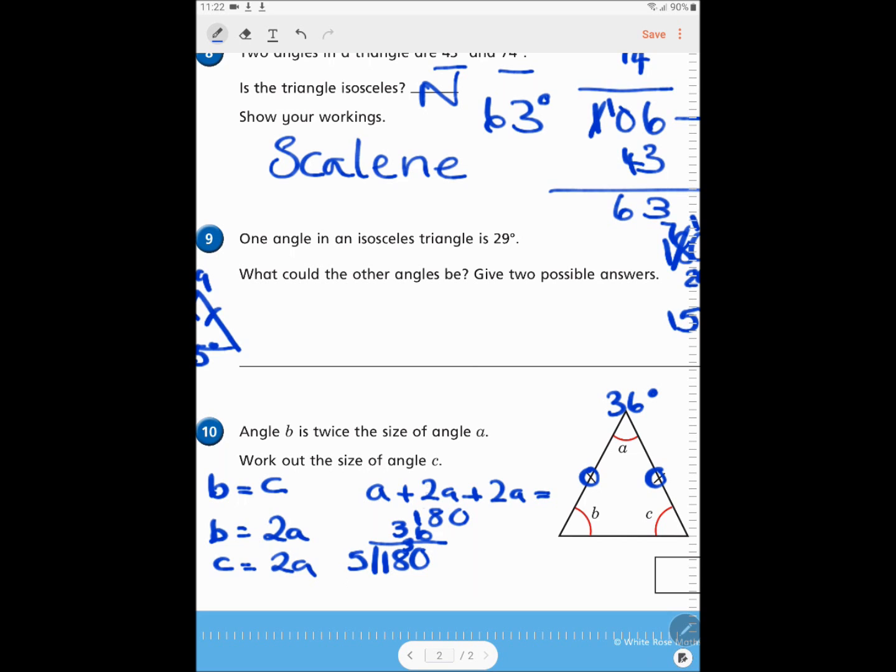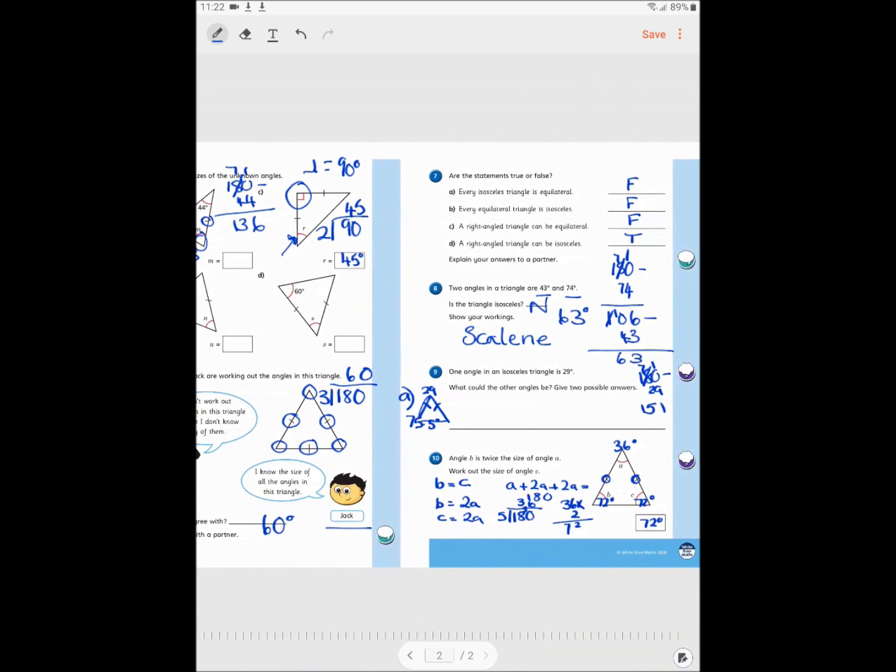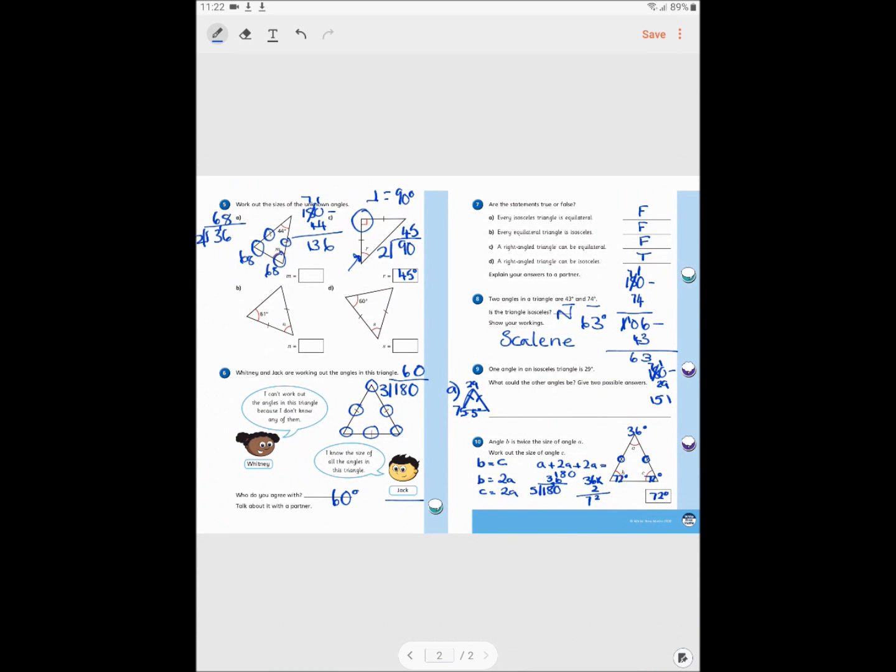Now I know that B is 2 lots of A, so I can say 36 times 2. So 6 times 2 is 12. 3 times 2 is 6. Add the 1 is 7. So B must be 72 degrees. And because C is the same as B, I know that is also 72 degrees. Okay, so the question asks for what is the angle of C? 72 degrees. Again, it's all about using logic and the key information that you actually know about all of these different types of problems. Hopefully that has helped you.